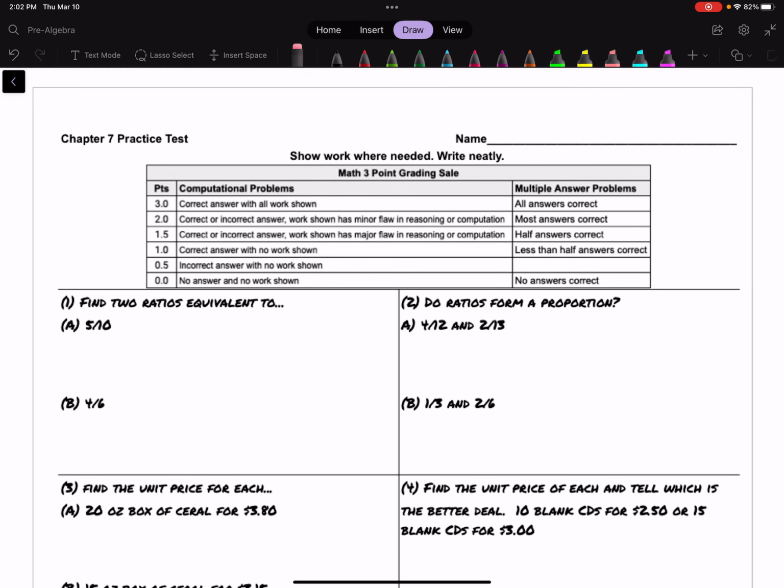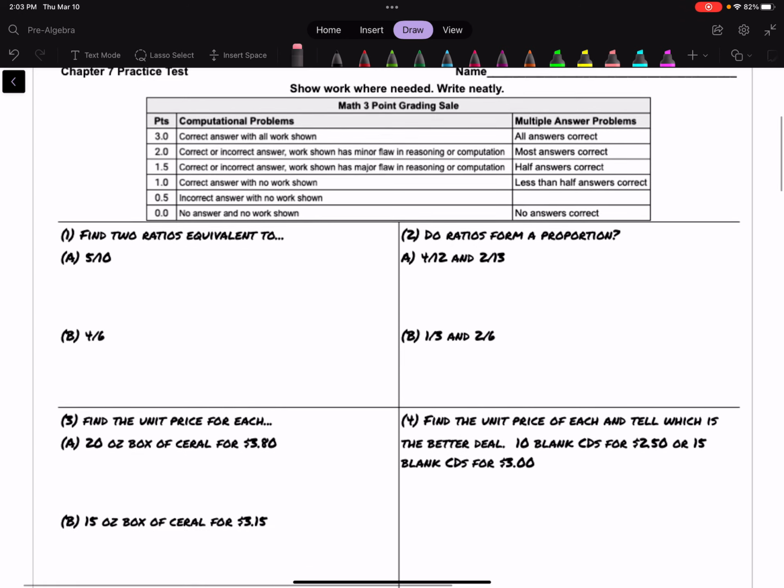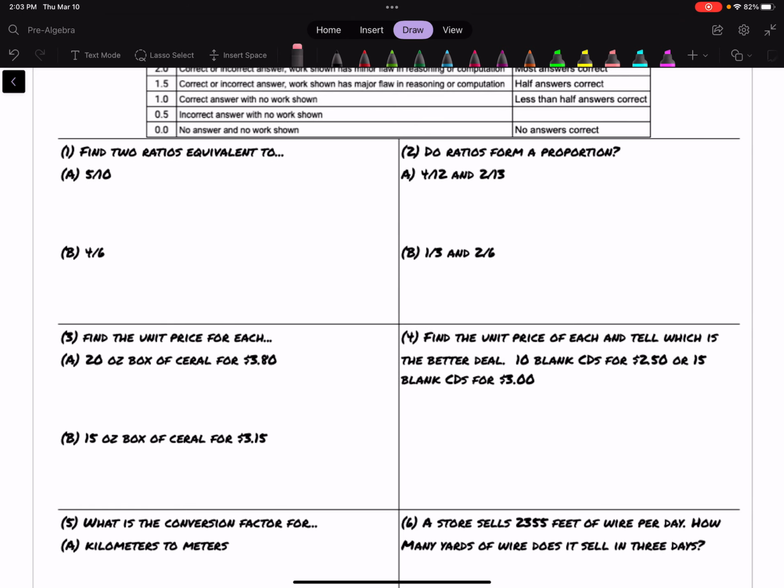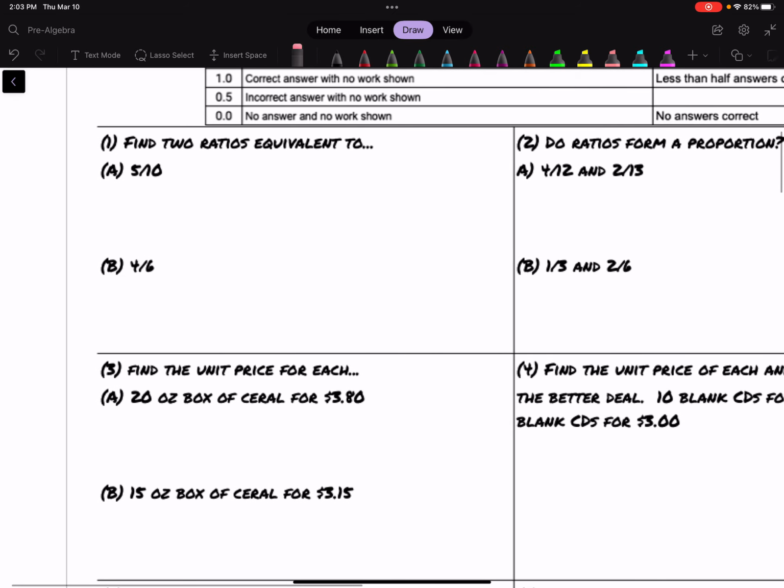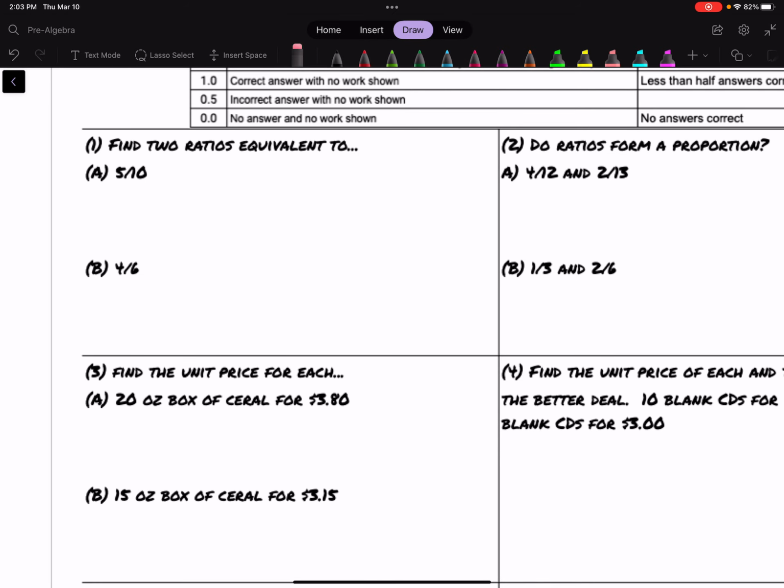Okay, well, here's the Chapter 7 practice test, and we'll go through each of the problems and show you how each of those do work, and remind you of what the details behind them are. So first of all, let's look at problem number 1. I'm going to make it a little bigger here. There we go. All right.